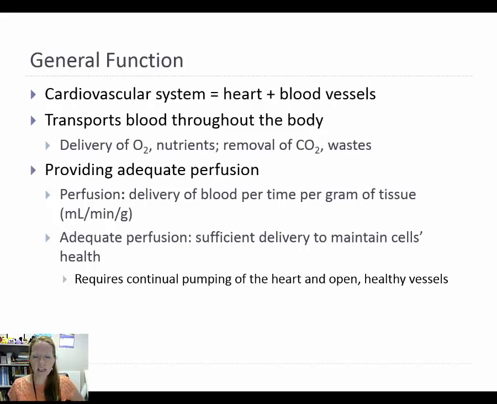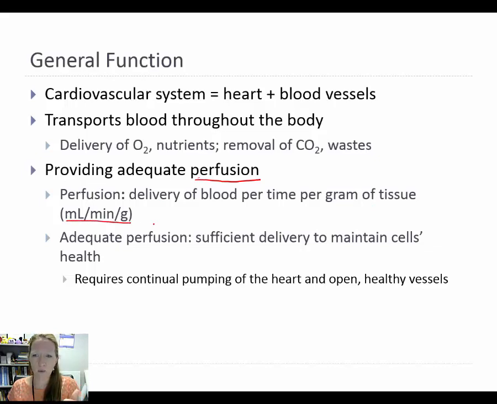So the key thing here is that it's going to provide adequate perfusion. So let's take a look at this word perfusion and what it means. So in order for the cardiovascular system to be able to deliver oxygen and nutrients and remove the carbon dioxide and the waste, it has to be able to deliver blood at the right amount and the right amount of time. And that's basically what perfusion is. It's the delivery of blood per time per gram of tissues. So, and it's always given in milliliters per minute per gram.